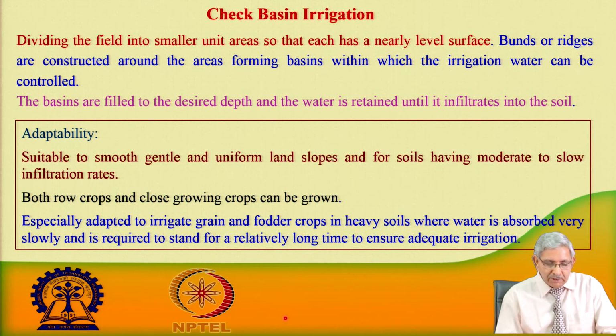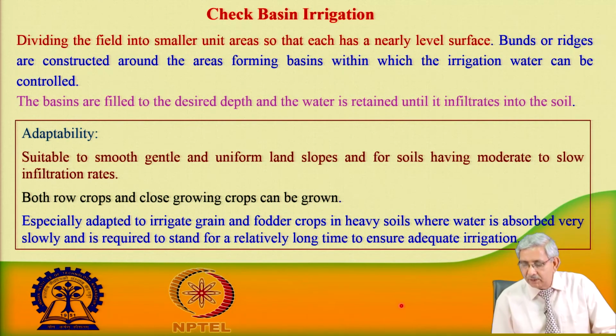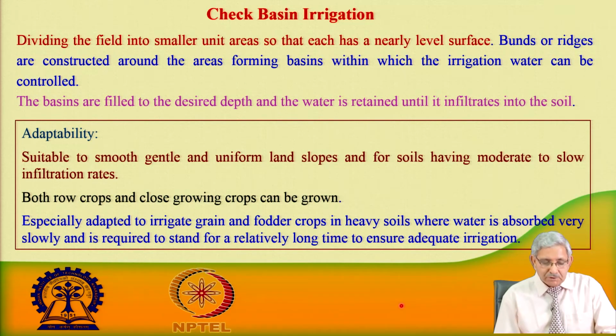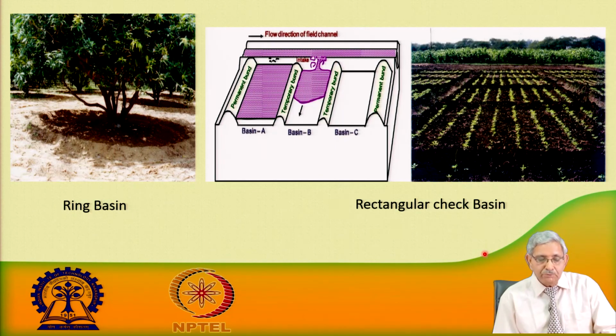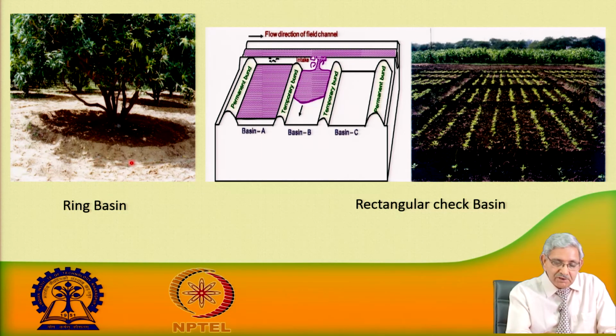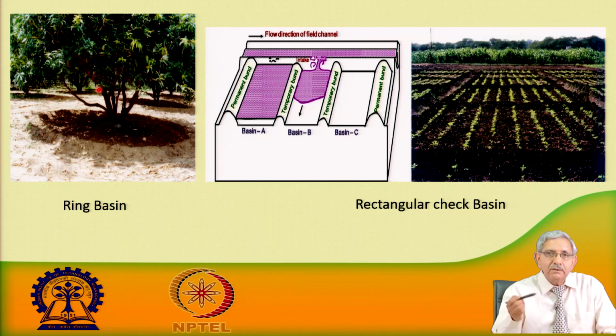This particular method is adopted to irrigate grain and fodder crops in heavy soil, where water is absorbed slowly and is required to stand for a relatively long time to ensure adequate depth of irrigation. So, you are seeing here a ring basin irrigation. Water is given in the ring, and the remaining area between one tree and another tree remains dry, not irrigated.